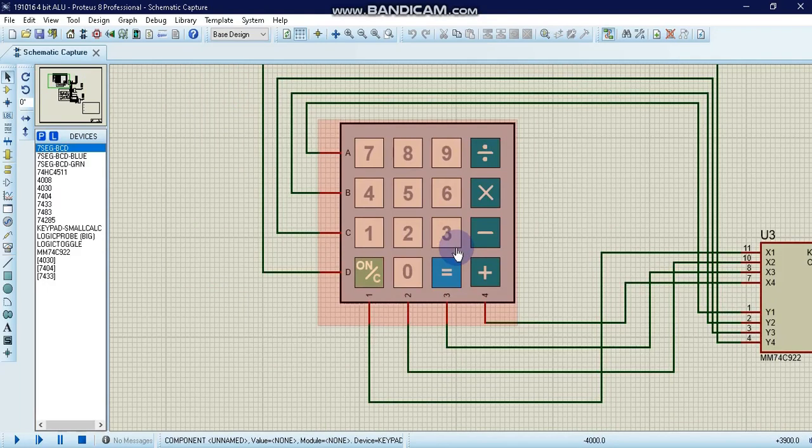As we can see, the first digit here is 7, then 8, 9 and divide and so on, but actually they are not 7, 8, 9 and divide. They start as 0, 1, 2, 3 and 4. Let's try.